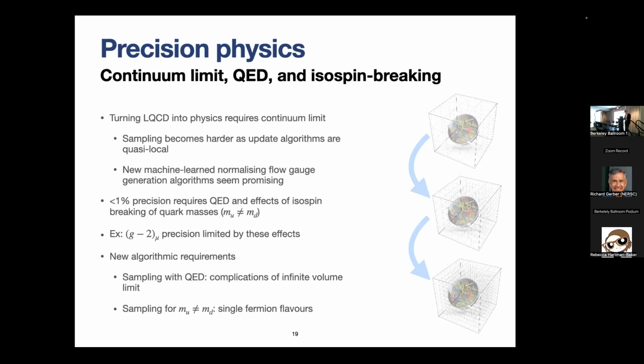Also, when we get to order percent level precision, we need to include the effects of QED and isospin breaking differences of the up and down quark masses in the theory. Both of these introduce complexities that really change the algorithmic requirements quite substantially. And so there's ongoing development on how to push this field to sub 1% precision on many quantities.